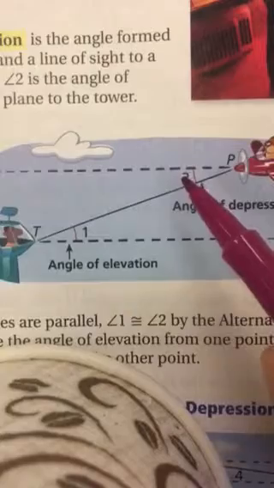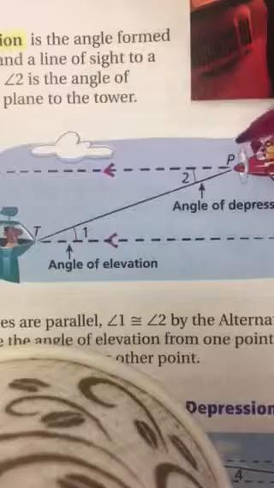In contrast, an angle of depression is formed by a horizontal line, so that's the line in front of the airplane, and a line of sight to a point below the line. So angle 2 is an angle of depression. Now one thing I want you to notice is that these two horizontal lines, just by nature of being horizontal, have to be parallel. Therefore, what do you notice happens to angles 1 and 2? They are congruent because they are alternate interior angles. Two parallel lines crossed by a transversal create alternate interior angles.